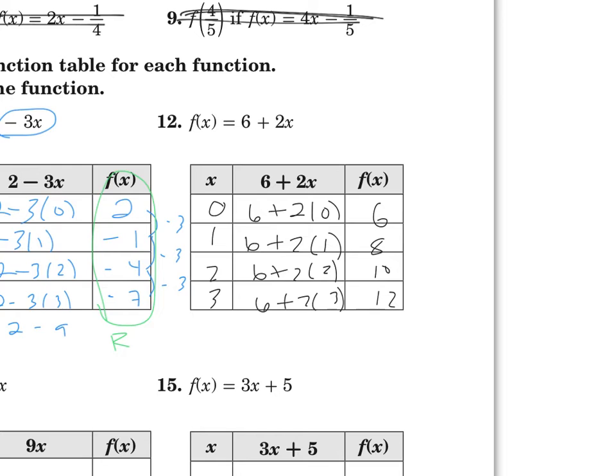And our domain, well, our domain is the set of x values. Whoops, wrote that down wrong. Meant to write a D, not a B. So our domain is the 0, 1, 2, 3, and our range is the 6, 8, 10, and 12.